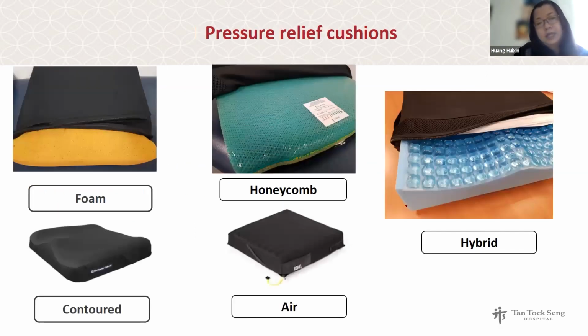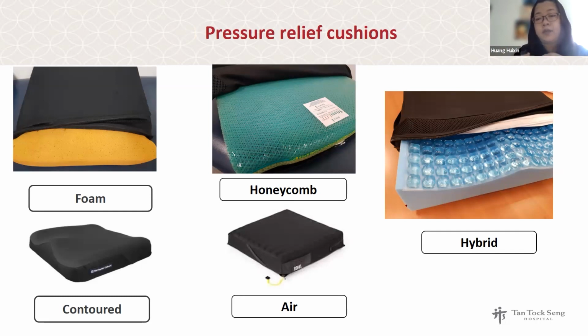Okay, so these are some of the available cushions that are in the market. It can be just a normal foam cushion, a cushion in honeycomb. Okay, why is it called honeycomb? Because the inner layer of the whole cushion looks like honeycomb. Okay, and this type of cushion tends to be more stable for patients with poor trunk. So our patient group actually tends to benefit from this better because of the stability support.